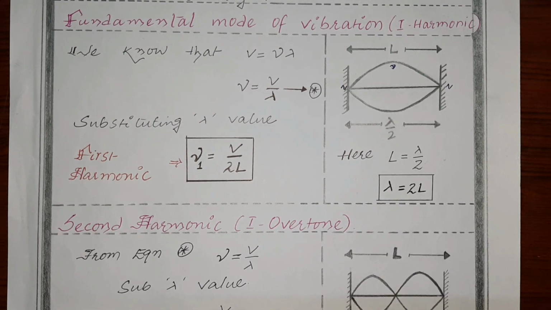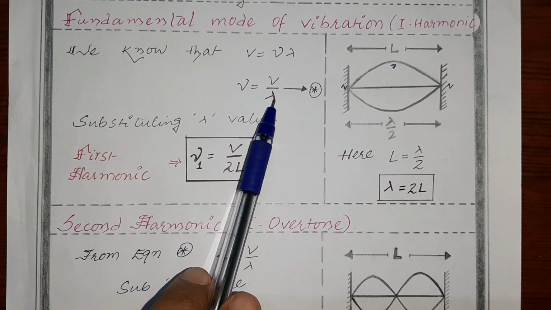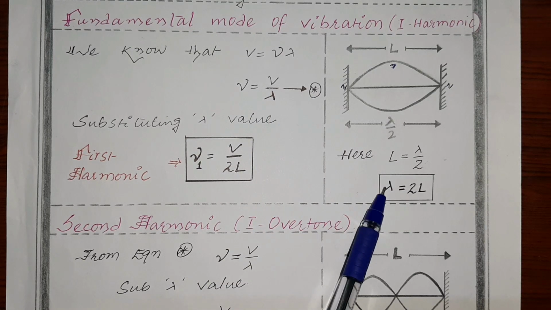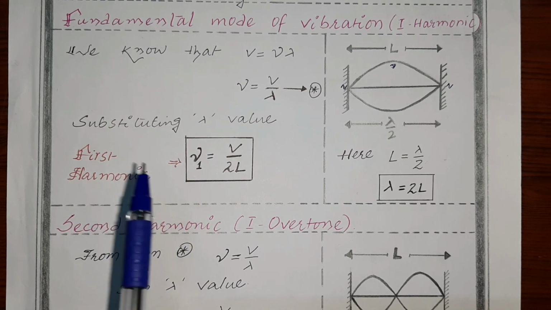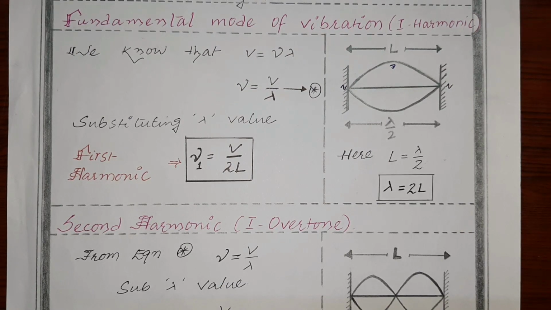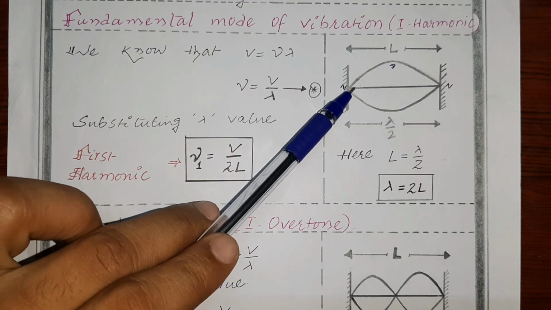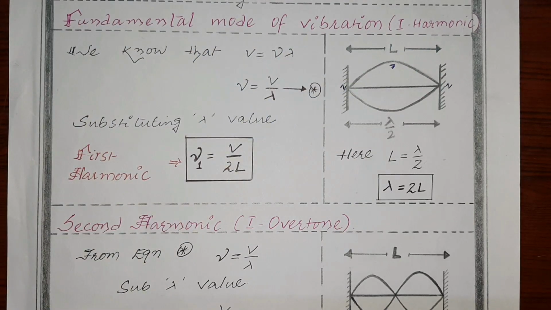Now this lambda is equal to 2L value, I'm going to substitute here. So in the place of lambda, I'm going to substitute 2L from this equation. So n1, this is the first harmonic or fundamental mode of vibration, is equal to v by 2L. n1 is equal to v by 2L is the fundamental frequency. So in the fundamental mode, the string vibrates with one loop with two nodes and one antinode. And dear friends, this is the first possible frequency in the case of a stretched string.